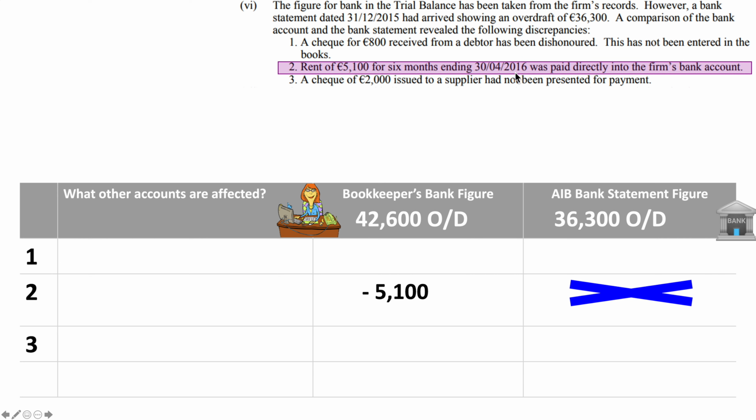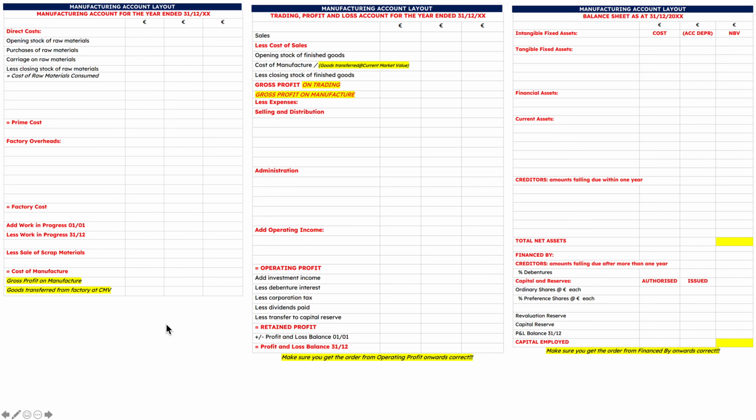So 4 months of next year, all right? And then 2 months of 2015. So we have to put the 2 months of 2015 into the trading profit and loss in add operating income because it is rent received because it was paid directly into the bank's account. And then we have rent receivable prepaid plus 3,400 into balance sheet creditors minus 1 year. And that's that one done.